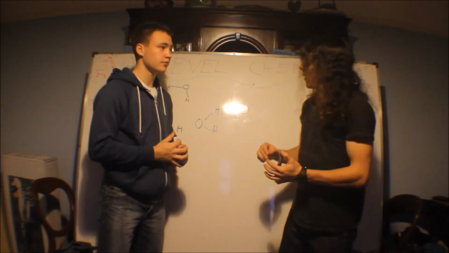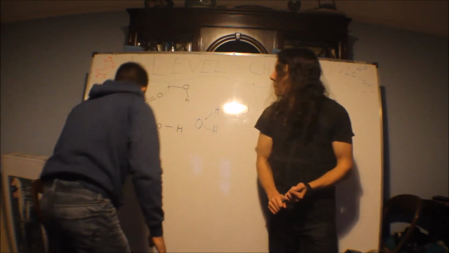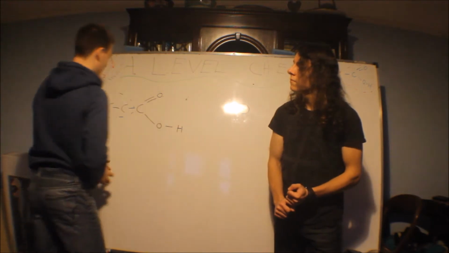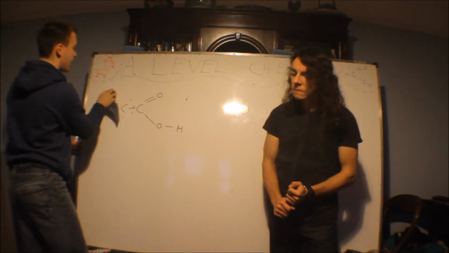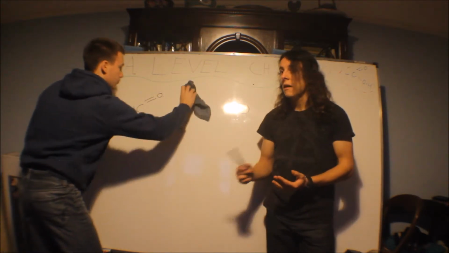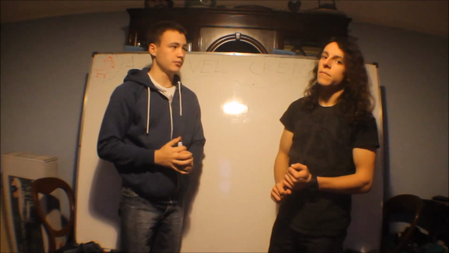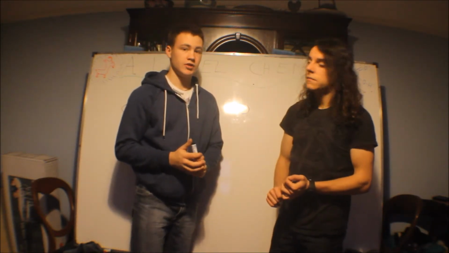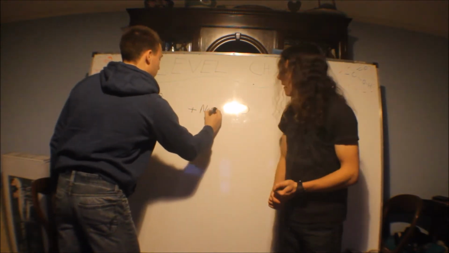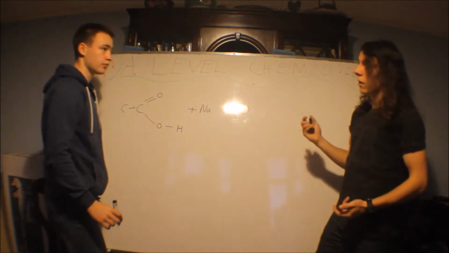Like in AS, we did other acids. This is an acid, so it needs to have its reactions. It undergoes similar reactions to the others. Let's just make it easy and have ethanoic acid. The reactions we had in AS were with a metal, a carbonate and a hydroxide, some sort of base. So if we react this with sodium, which is our metal, basically what happens is it displaces the hydrogen, but it forms an ionic bond there.